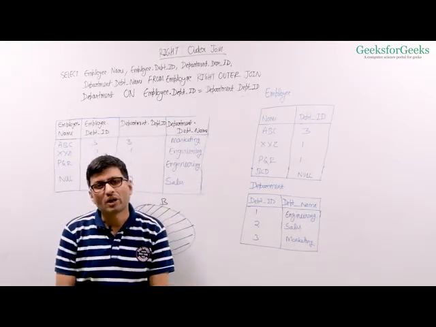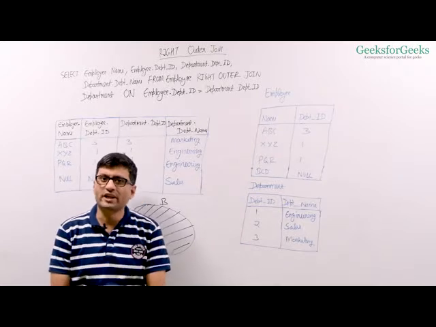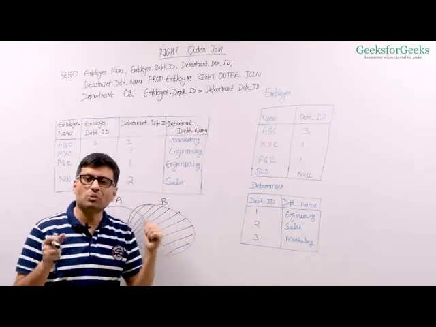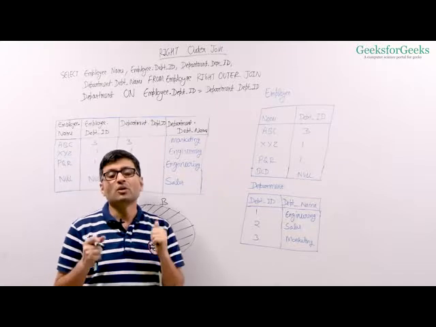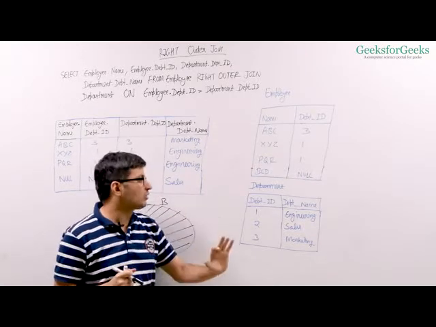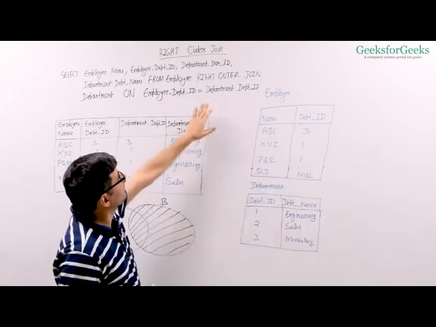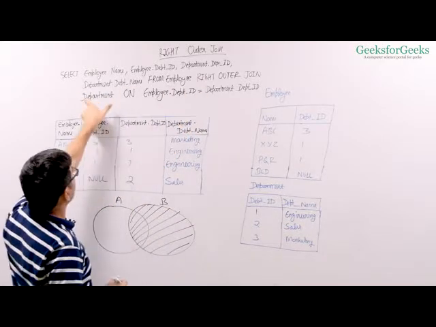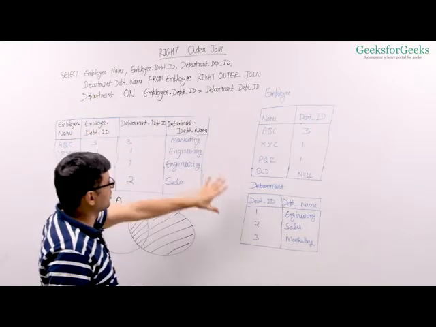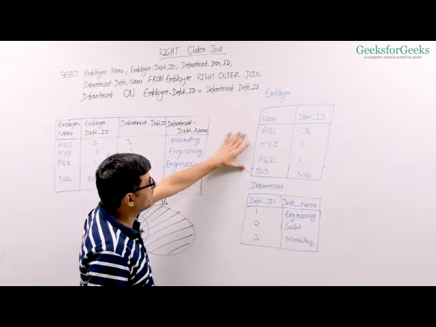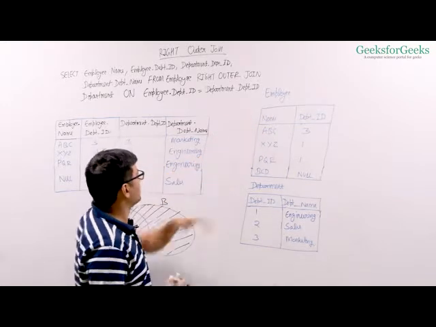Let us now talk about right outer join, the next outer join. So this outer join is kind of opposite of left outer join. We have all the rows of the right table or second table. Here the right table is department, right? So we have all the rows of the department table and we have matching rows of the employee table. Let's see.